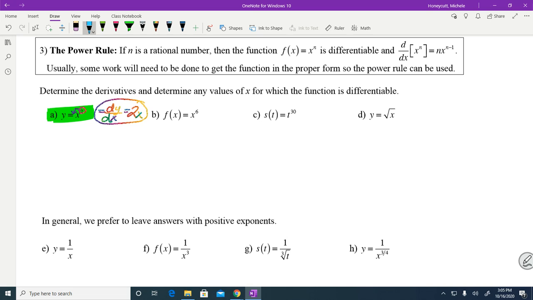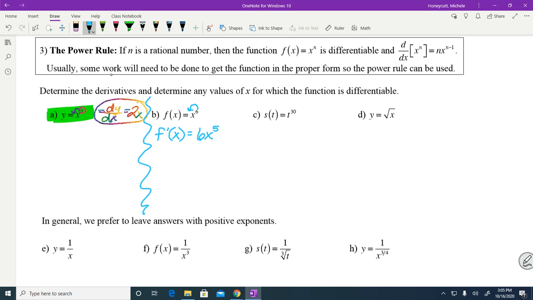So let's look at the second example. I won't use the unicorn pen the whole video. I know it's probably hard on the eyes. Okay, f of x equals x to the 6th. I need to find the derivative. So I'm going to take this exponent and bring it down to the front. f prime of x equals 6x, and I will subtract 1 from the exponent: 6x to the 5th.